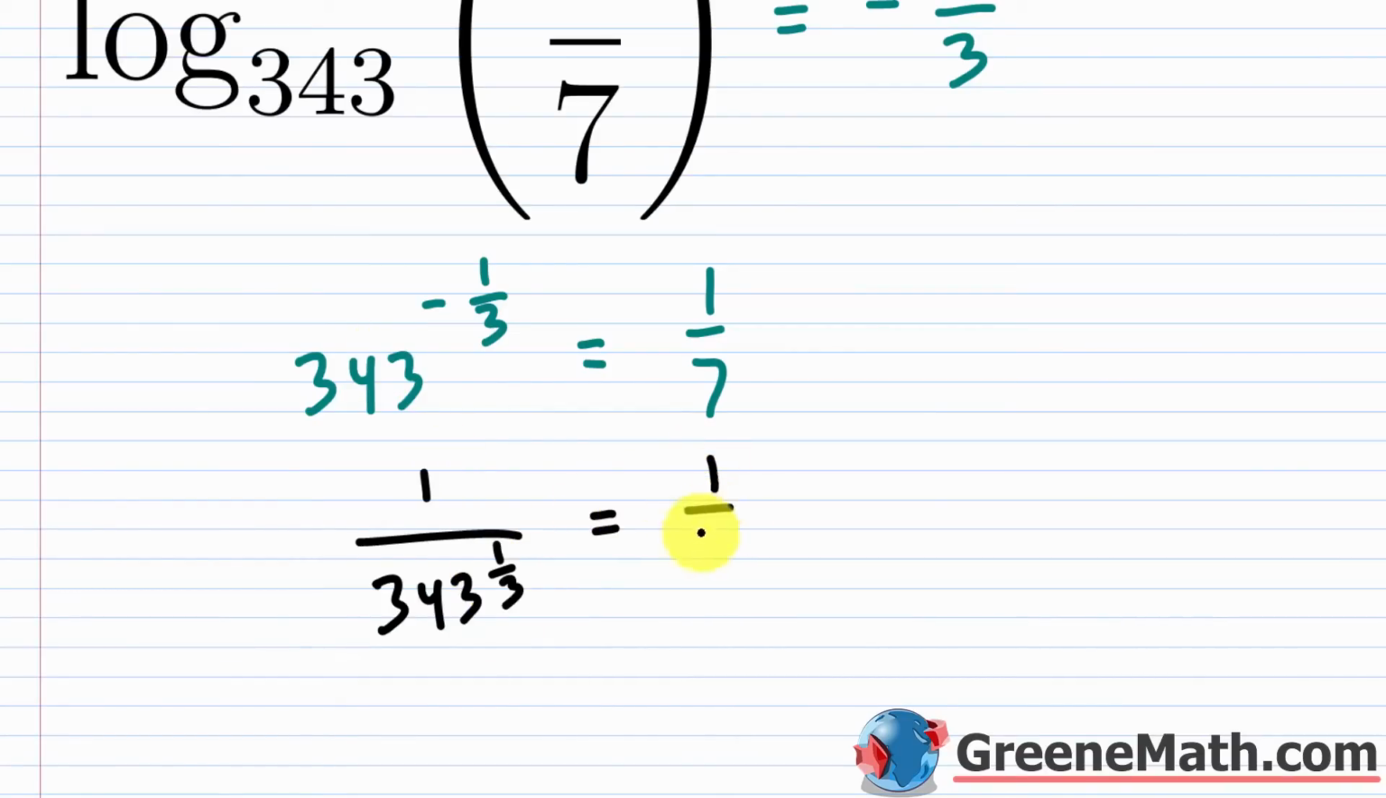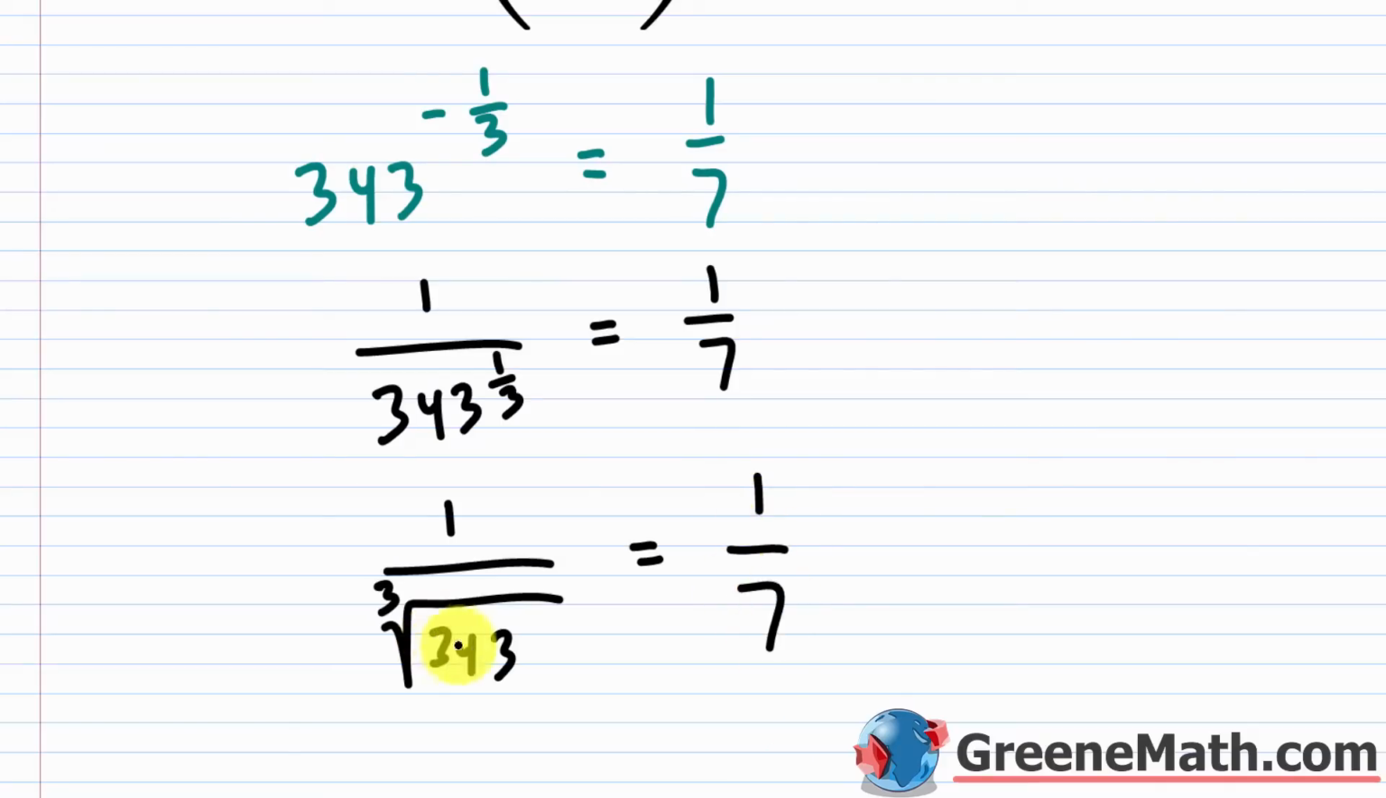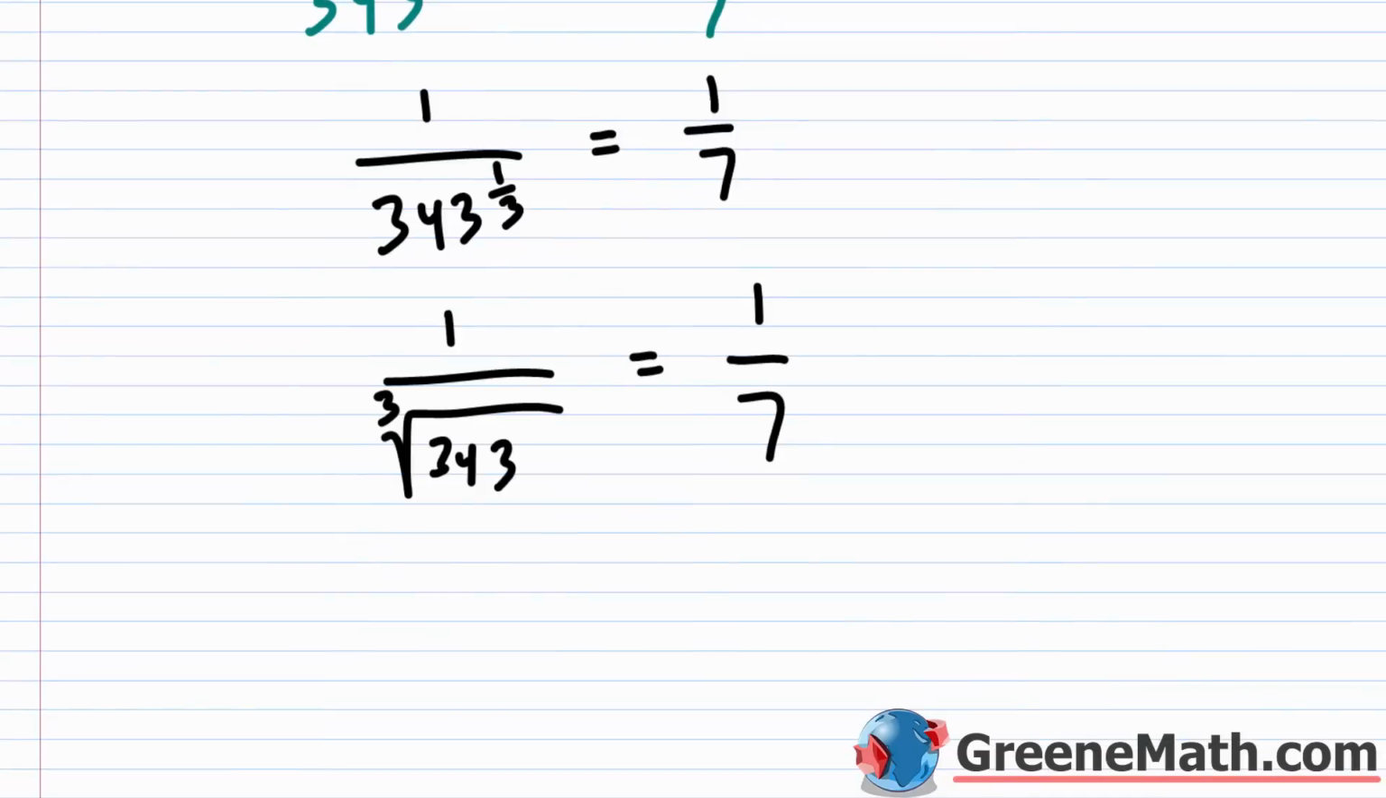Does this equal 1/7? Yes, it does. This right here is the cube root of 343. So let me put this down here. This would be 1/the cube root of 343 is equal to 1/7. And we should know that the cube root of 343 is 7. So let me come down here and say that this would be 1/7 is equal to 1/7. So yeah, our answer here, which is -1/3, is correct.